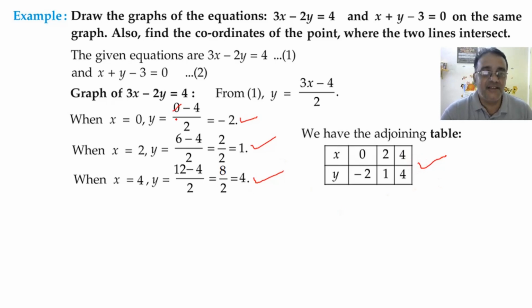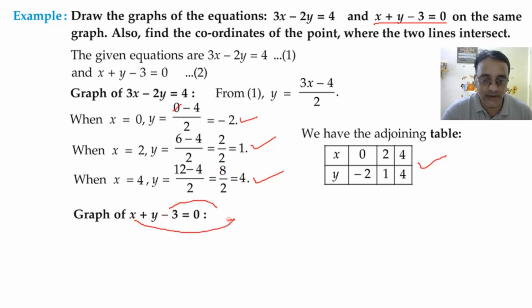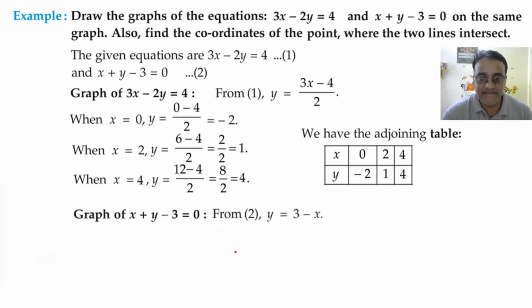Right. Next, graph of x plus y minus 3 is equal to 0. Here y is positive, so we do nothing to y. Shift this here and shift this one also here. So y is equal to what will we get? 3 minus x. Right. Now take three values.